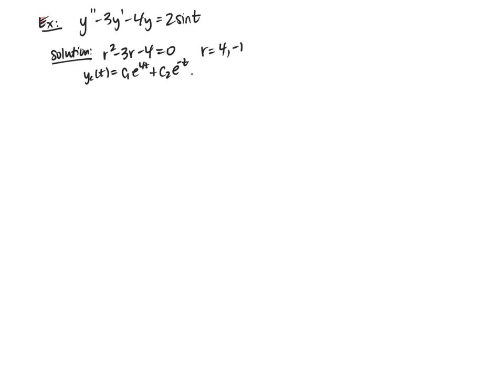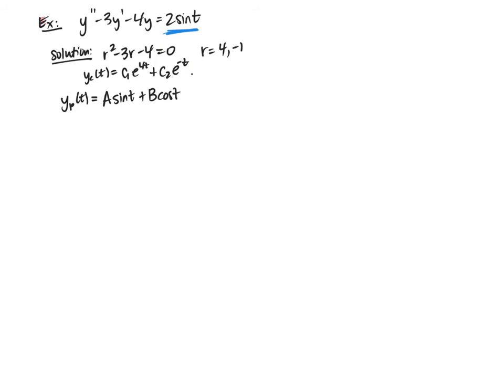Okay. So our yp of t, since I have this over here as my g of t, is going to take the form a sine t plus b cosine t. So you may wonder, okay, my g of t only has a sine in it. Why should my particular solution have a sine and a cosine?